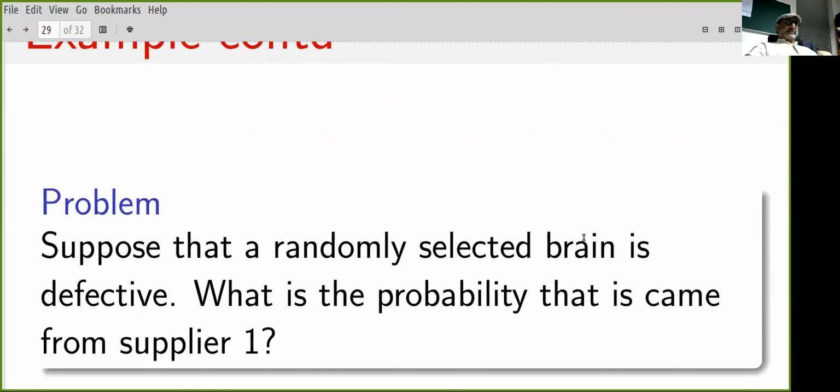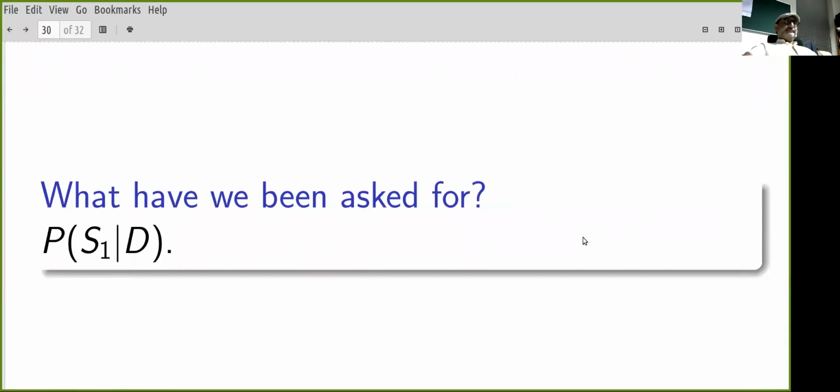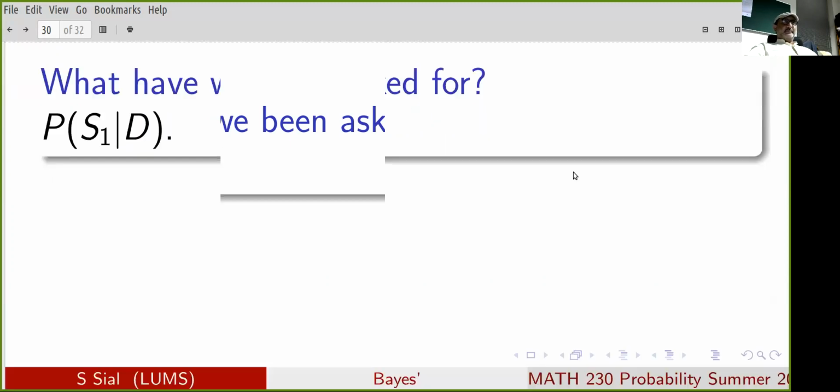Now let's try another problem. And so the same setup. And now we're asked, supposing that a randomly selected brain is defective, what is the probability that it came from supplier 1? Okay, so what is the probability that it came from supplier 1 given that it is defective? That's the probability of S1 given D.